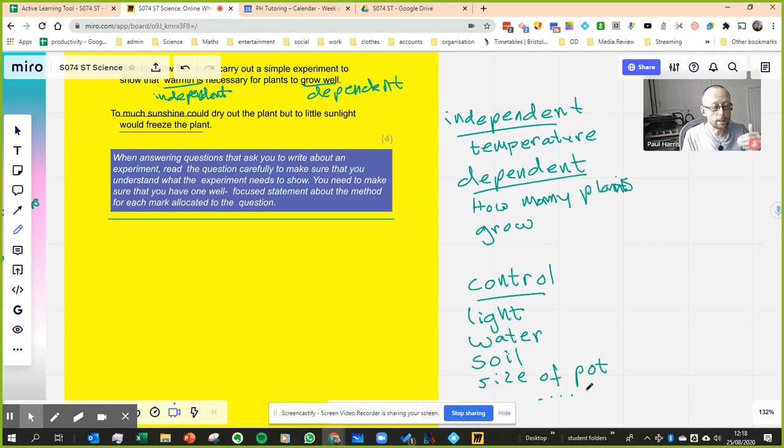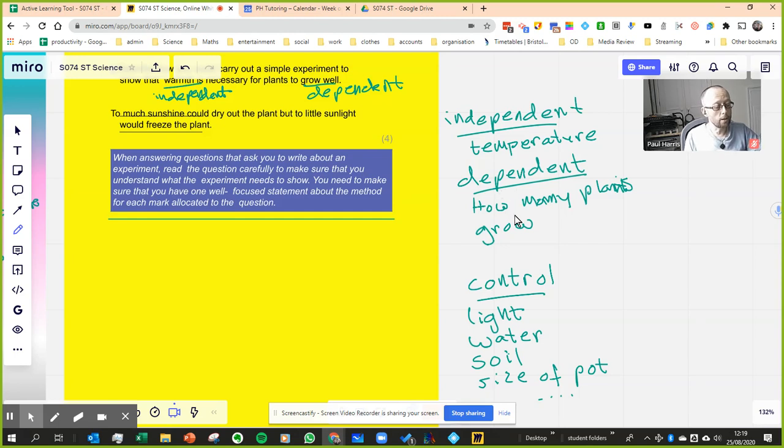Then the next thing is to actually talk about stage by stage. What would you do first? What would you do second? So for example, you could say, I would take 3 plants at different temperatures, like maybe one at 0 degrees, freezing, one at 10 degrees, and one at 20 degrees, or maybe one at 15 or one at 30 degrees centigrade. And then you would water every plant this amount of times every day. I would use the same soil. I would use the same size of pot. But the difference would be the temperature.